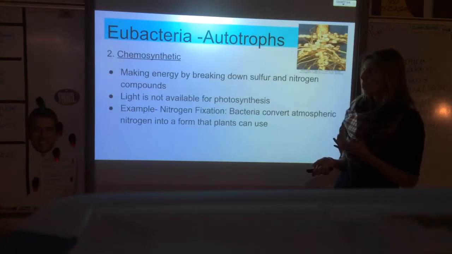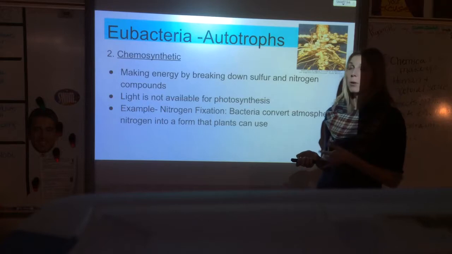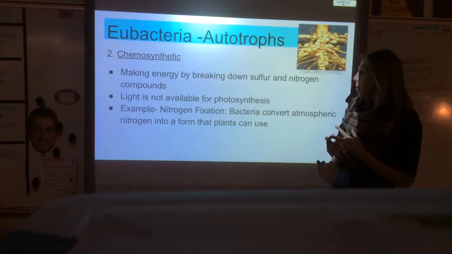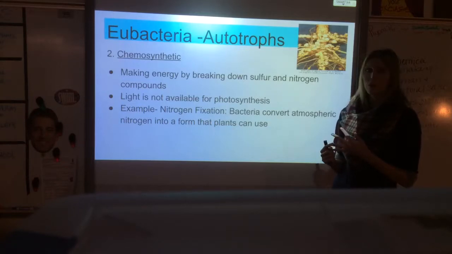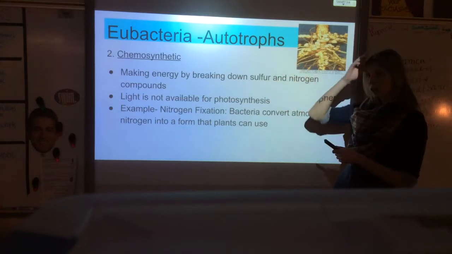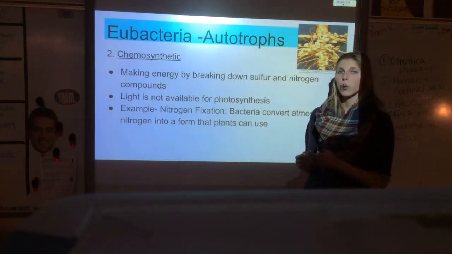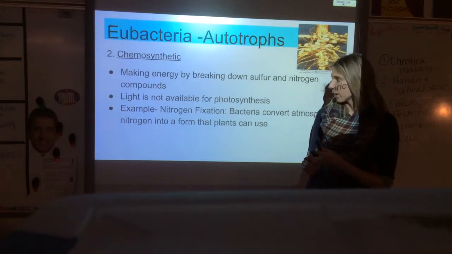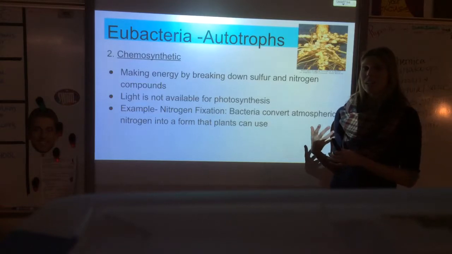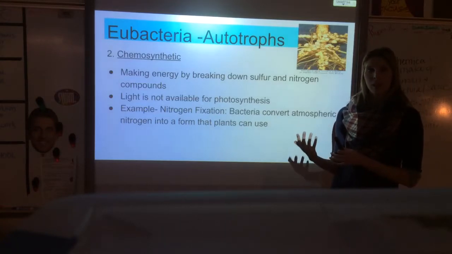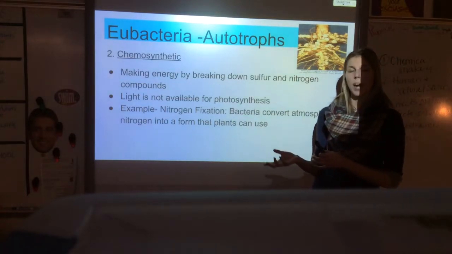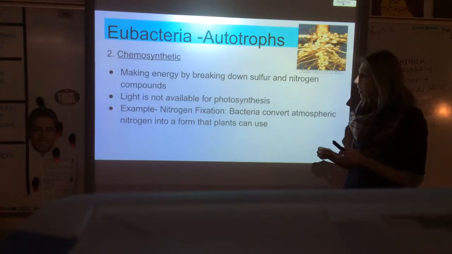The other type of autotroph is called chemosynthetic. For this particular type, they make energy by breaking down sulfur or nitrogen compounds. And particularly, these types of nitrogen or sulfur are either found in the soil or in the atmosphere. So these bacteria aren't near sunlight, so light isn't available for photosynthesis to take place, because we know that that is a driving source of photosynthesis.